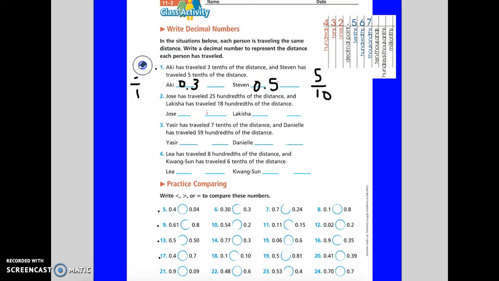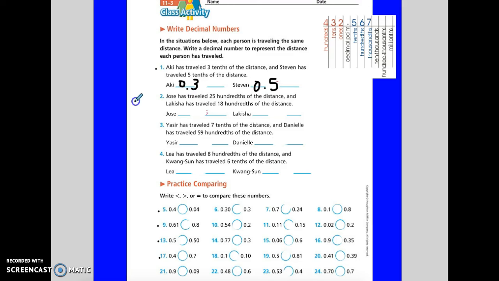All right. Now I'm going to have you give it a shot on number 2. Same idea. Read it, write the fraction, and let's see if you can put it into decimal form. So here's what it says. Jose has traveled 25/100ths of the distance, and Lakeisha has traveled 18/100ths of the distance. So go ahead and pause the video and see if you can write it first as a fraction, and then convert it into a decimal.